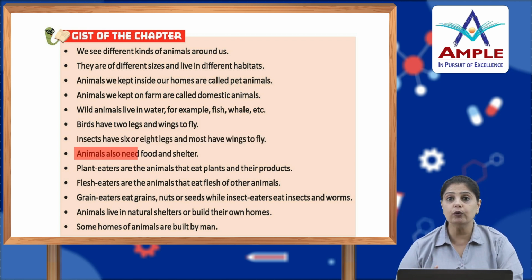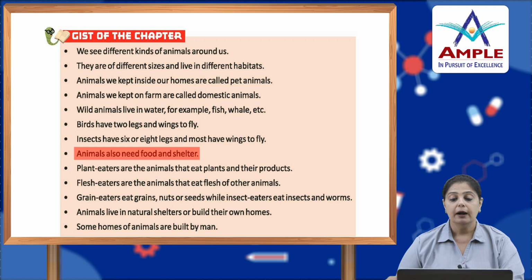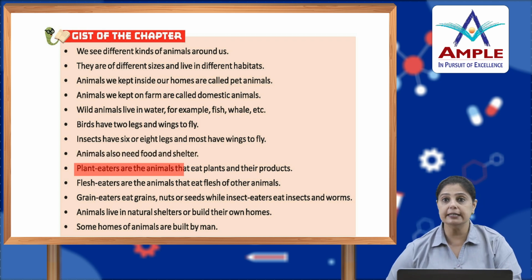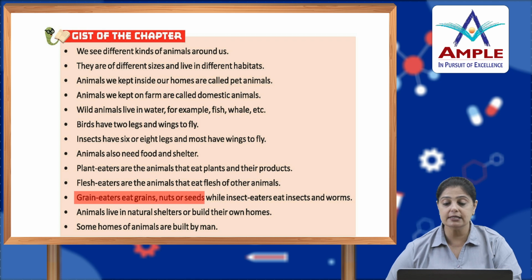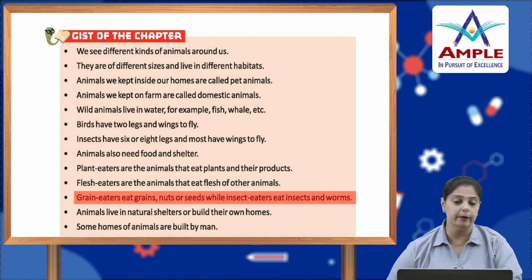Animals also need food and shelter. Plant eaters are the animals that eat plants and their products. Flesh eaters are the animals that eat flesh of other animals. Grain eaters eat grains, nuts or seeds, while insect eaters eat insects and worms.